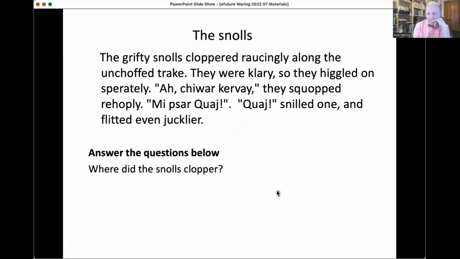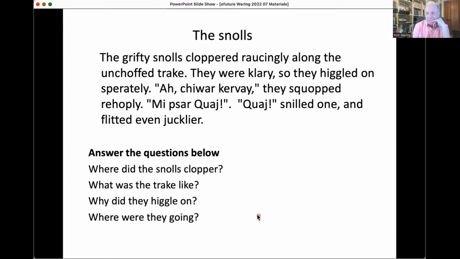Where did the Snolls clopper? Along the untroughed trake. What was the trake like? Well, we know trake would be a noun. Therefore, we're looking for what was it like, it's probably an adjective. So a trake is an untroughed trake. Why did they higgle on? And the key here is here. This is the reason. They were clary, so they higgled on. Why did they higgle on? They were clary. Where were they going? And you can see capital letter: quodge.